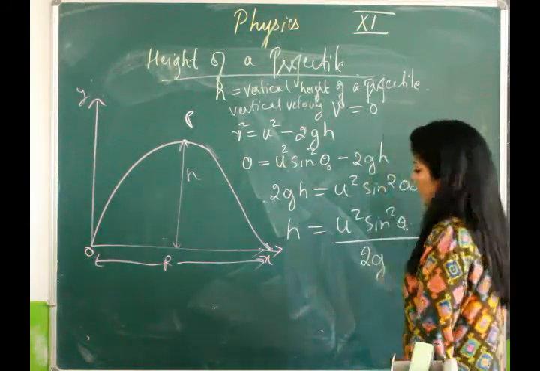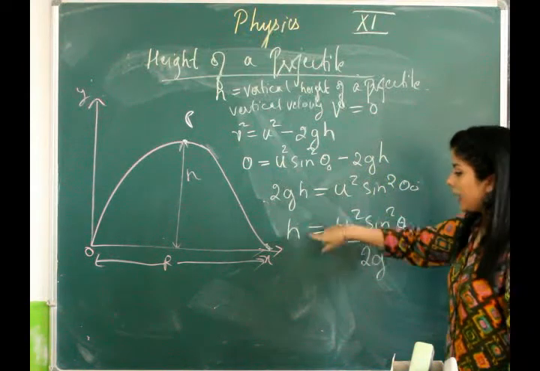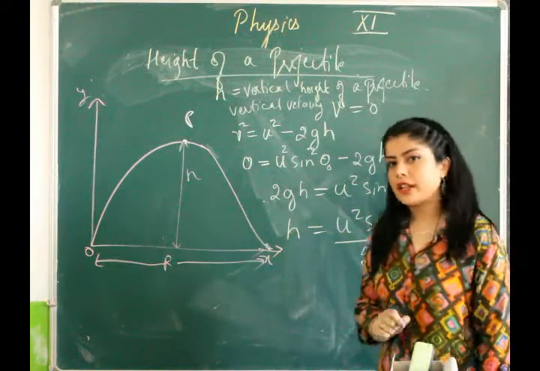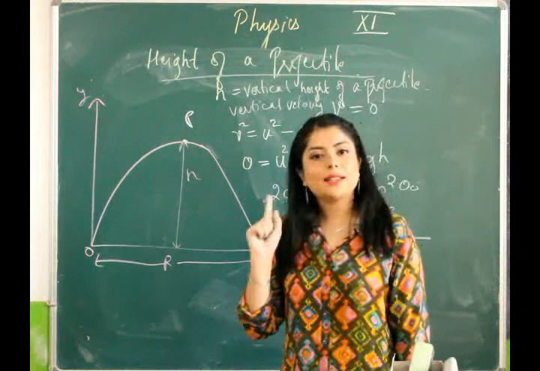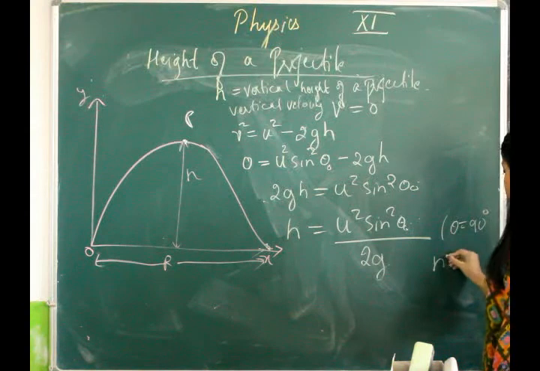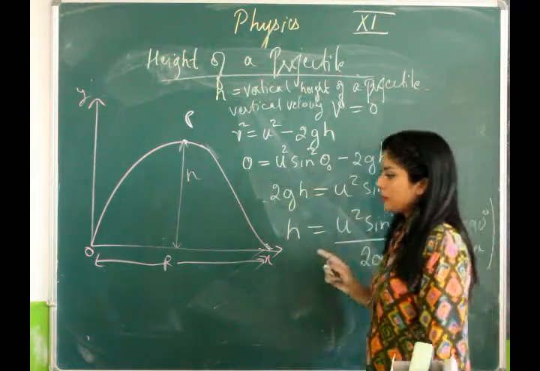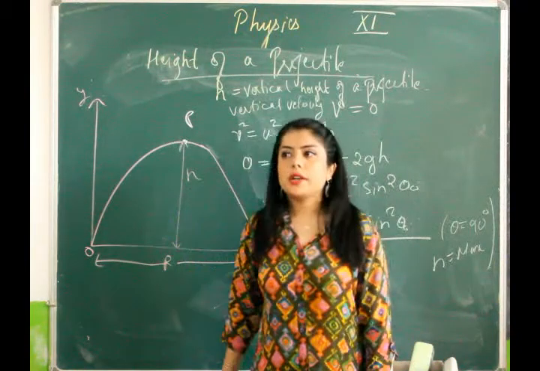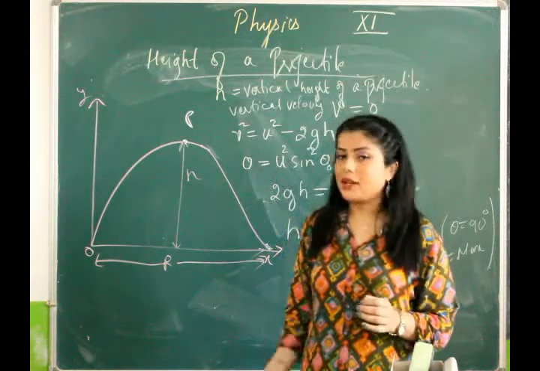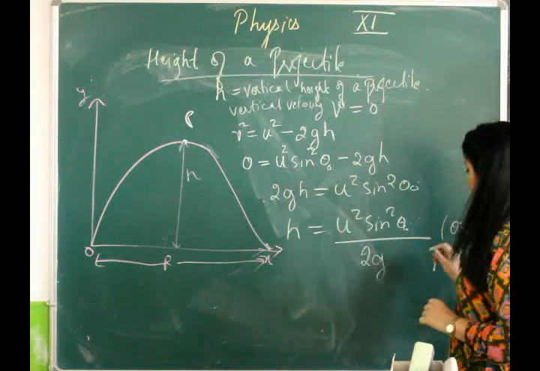Now, in which situation will the height become maximum? For this h to be maximum, it totally depends upon sin theta. So what is the maximum value of sin theta? 1. In which situation does sin theta become 1? When theta is equal to 90 degrees, h will be maximum. So if you want to throw an object upward till it reaches its maximum height, we have to throw it at a 90 degree angle, directly up, perpendicular to the surface. Then the height of the projectile becomes maximum. Right? This is the case.